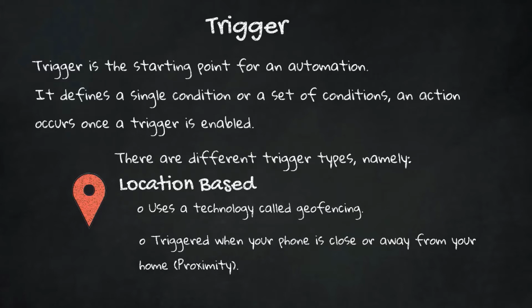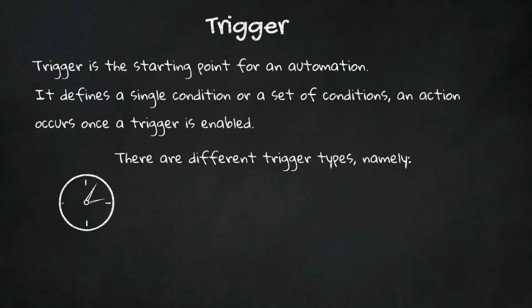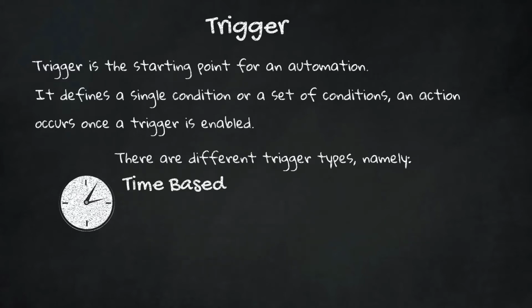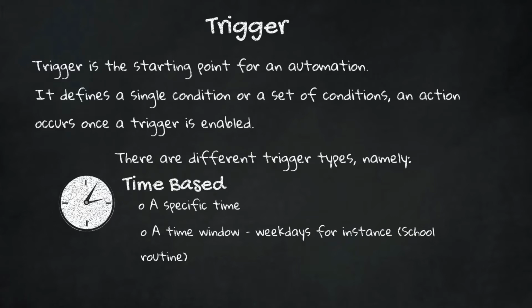Another trigger type is time-based triggers. As the name implies, it can be at a specific time or it can be within a particular time window. For instance, it could be maybe weekdays and not the weekend, so that would be your little window. Other automations can be based on sunrise or sunset, so that's a variety of different time-based triggers.